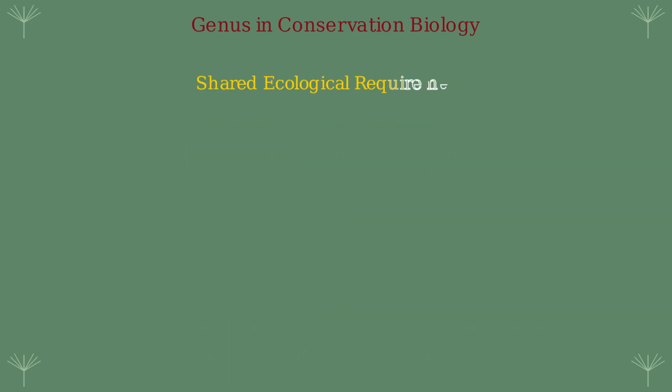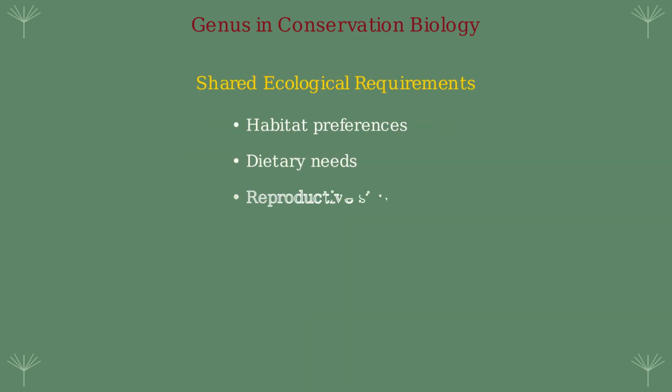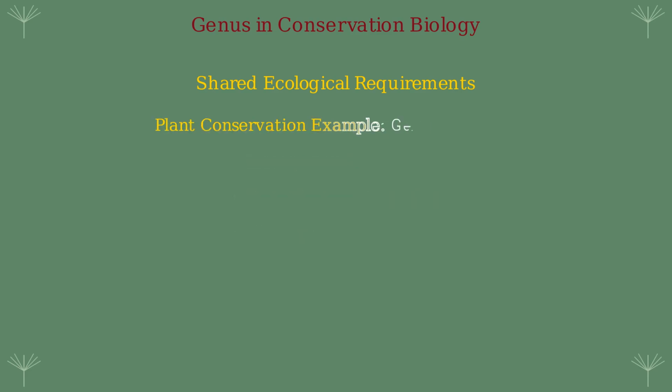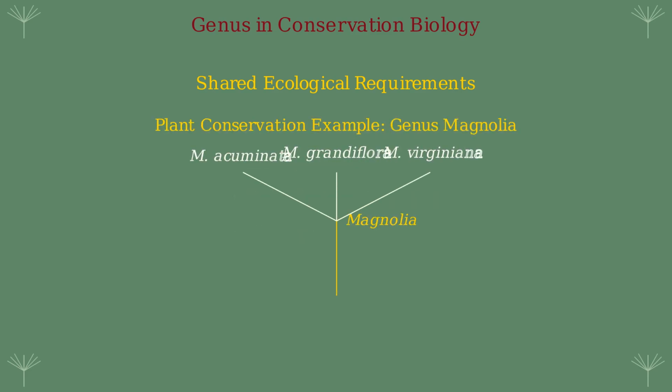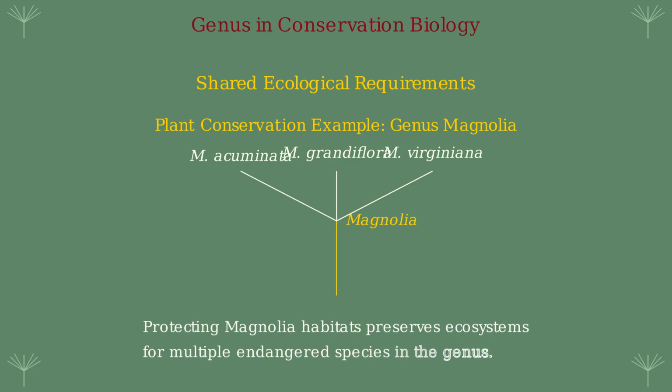Species within the same genus often share key ecological requirements, including habitat preferences, dietary needs, reproductive strategies, and climate tolerance. In plant conservation, protecting one species of magnolia can benefit the entire genus. Many magnolia species have similar soil, climate, and pollinator requirements. Protecting magnolia habitats preserves ecosystems for multiple endangered species in the genus, making genus-level conservation strategies particularly effective.